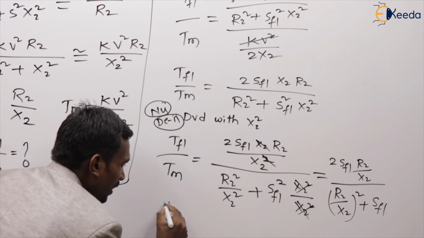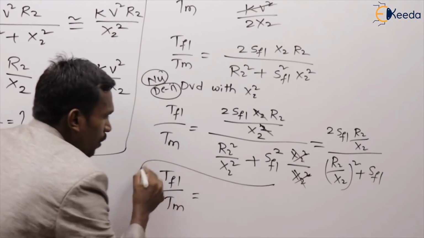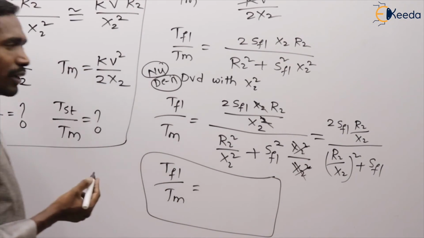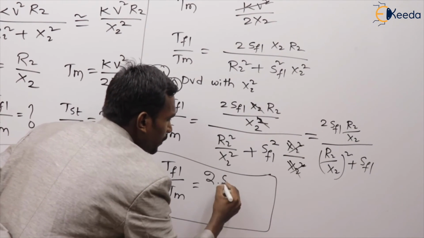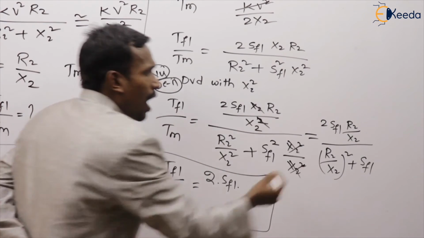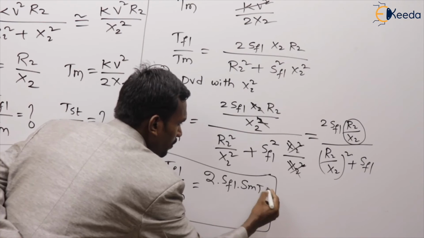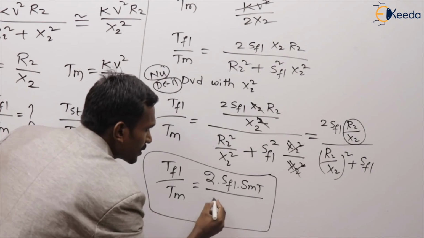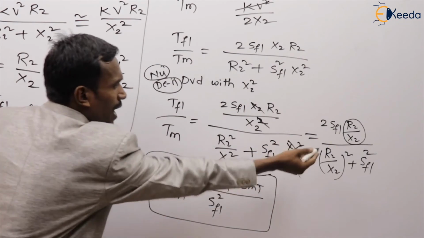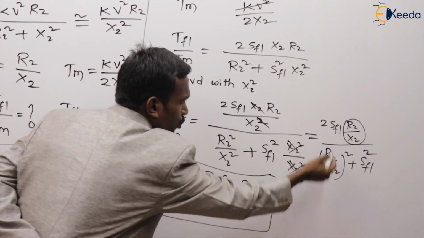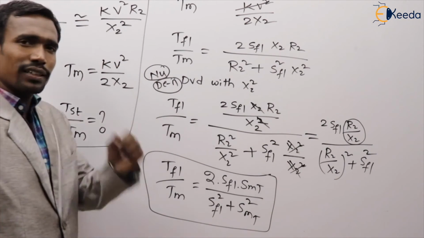And the final equation: the full load torque to the maximum torque is equal to 2 into slip at full load into R2 by X2, which can be written as slip at maximum torque, divided by slip at full load square plus (R2 by X2) whole square, which is slip at maximum torque square. This is the final equation.